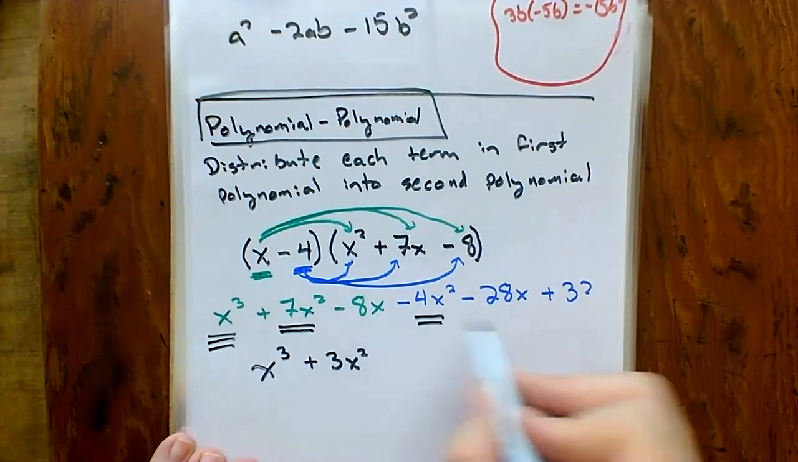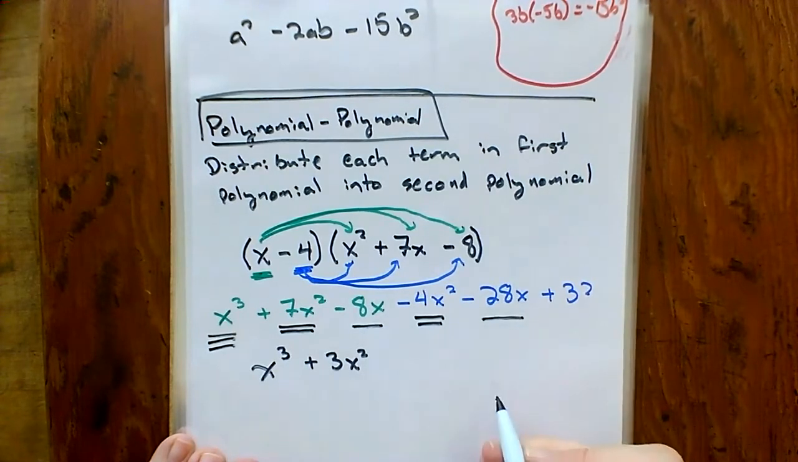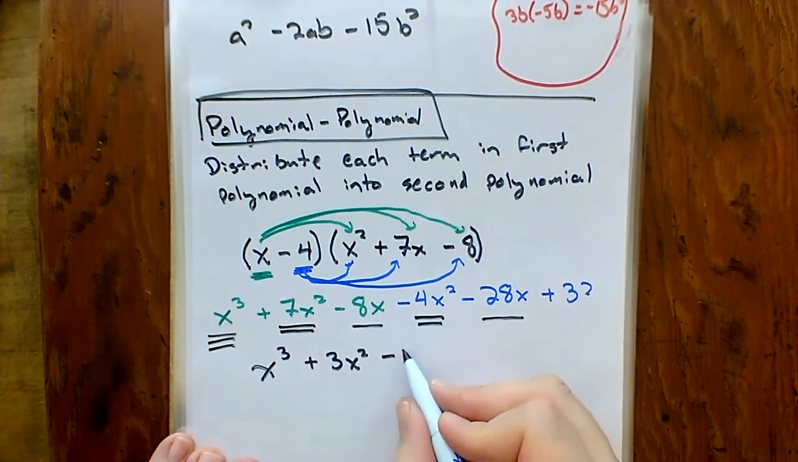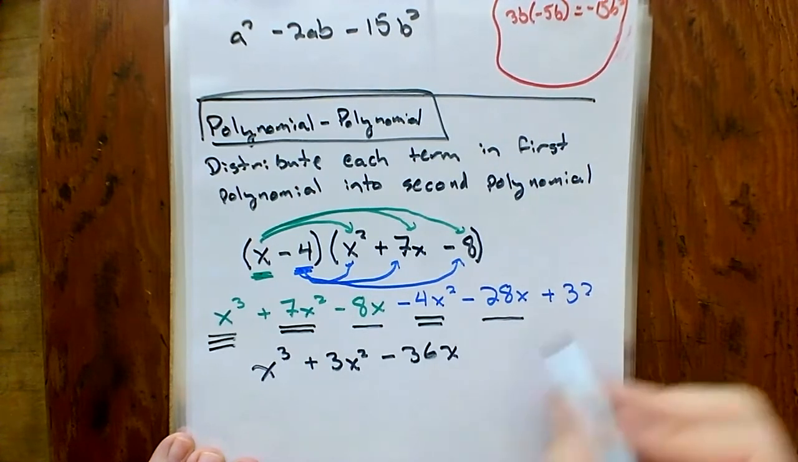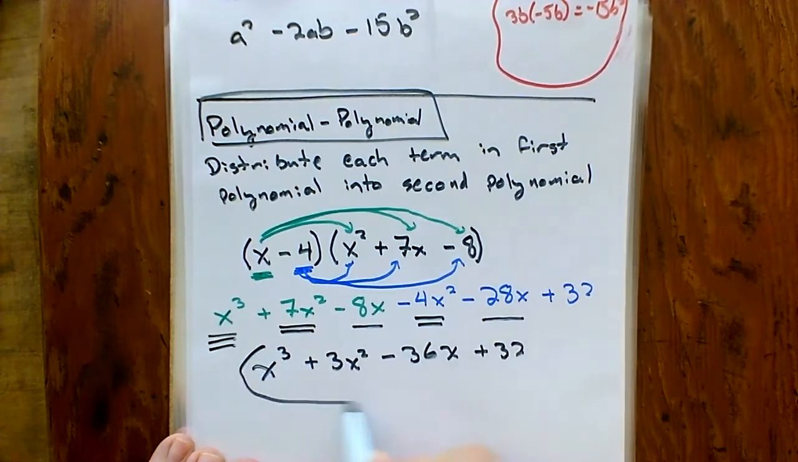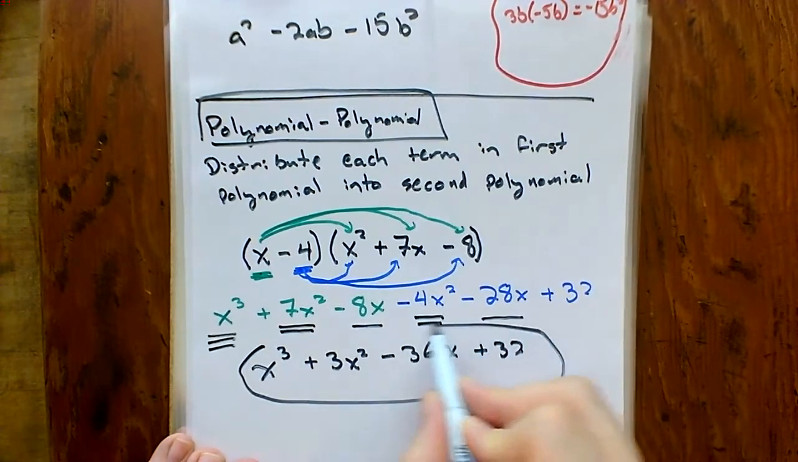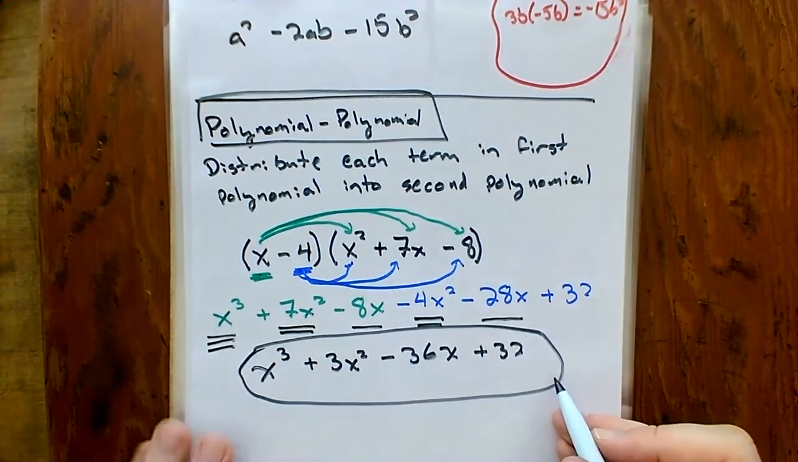Now I've got my first degree term, so I've got minus 8x and minus 28x, so that's going to be minus 36x. And then last, I've got my constant just kind of hanging out here, plus 32. So we've got that for the whole answer here.